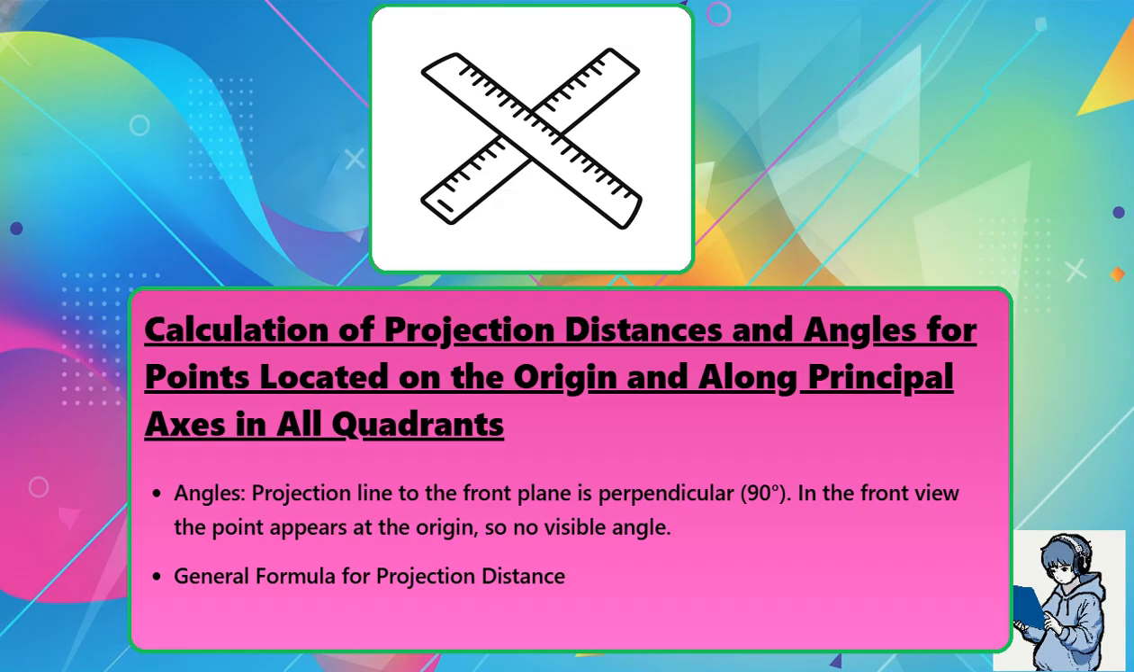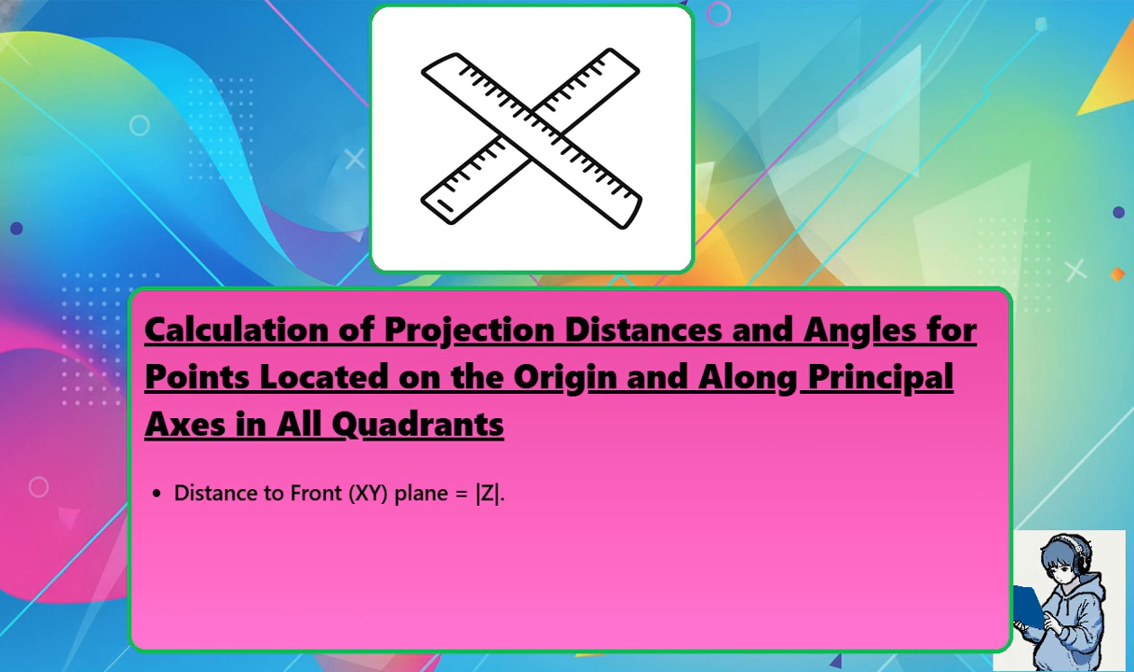General formula for projection distance. For a point P (X, Y, Z): distance to the front xy plane is absolute z. Distance to the top xz plane is absolute y. Distance to the right yz plane is absolute x.